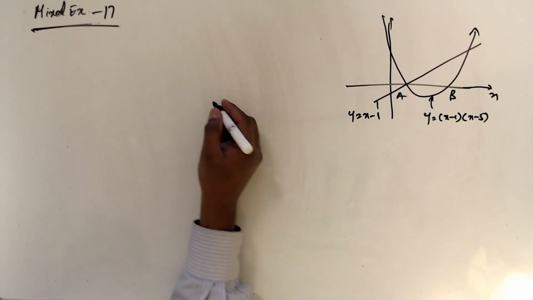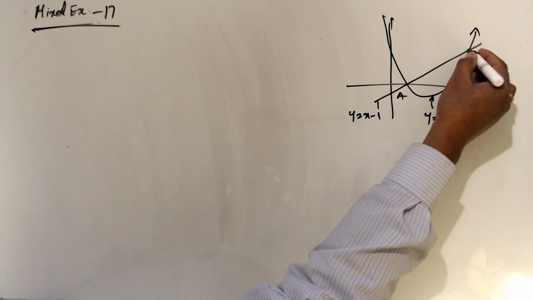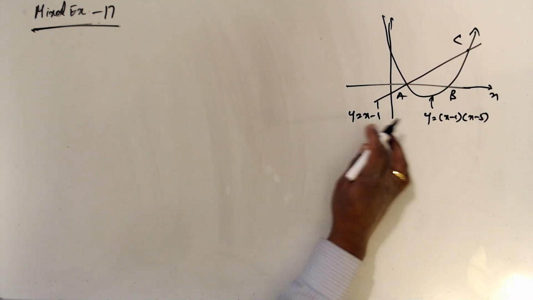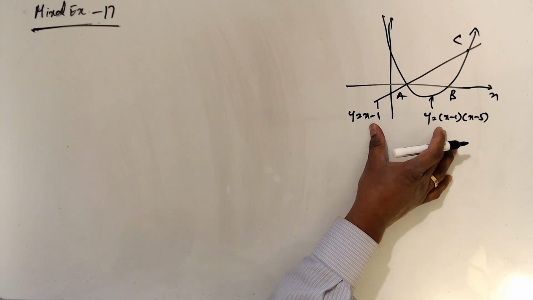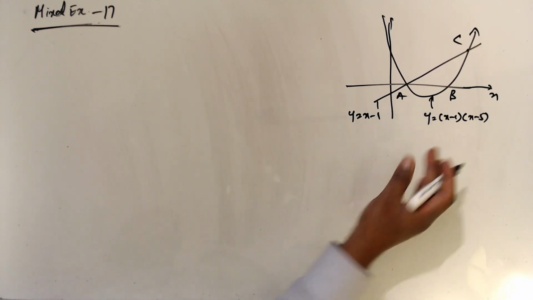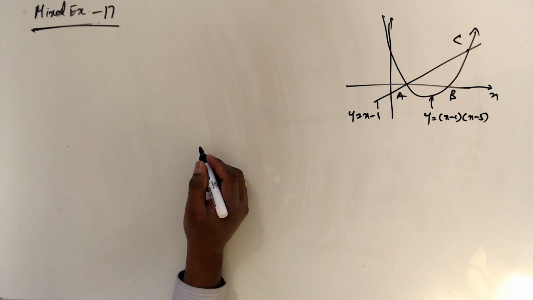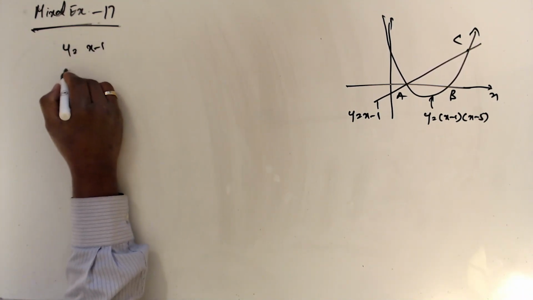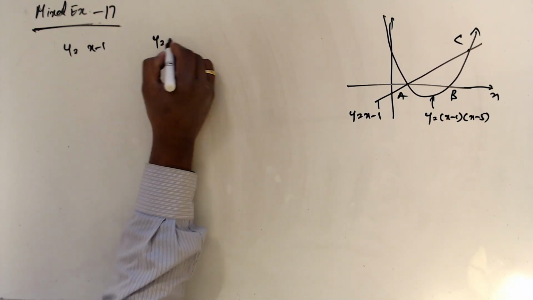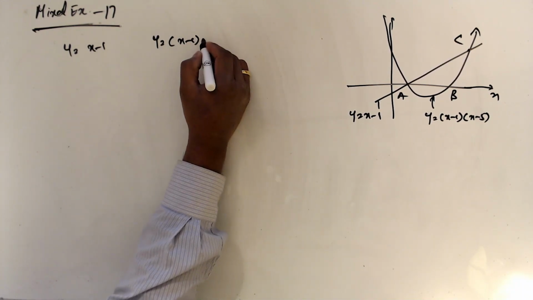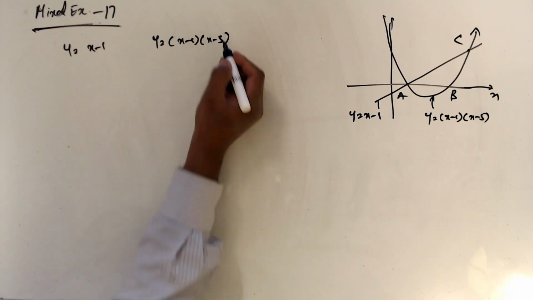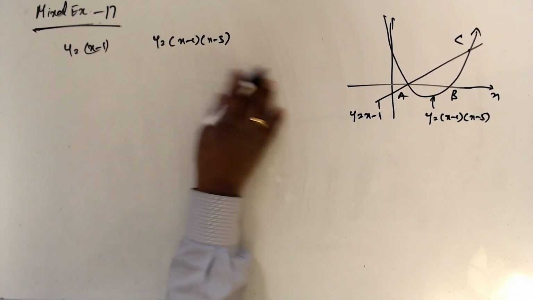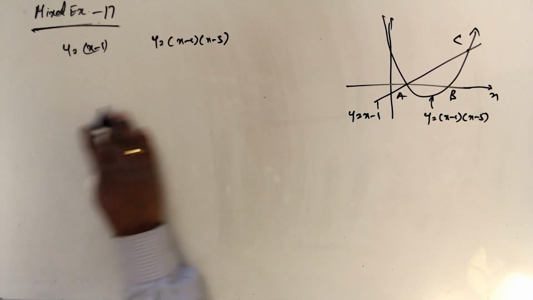Question number 17. This is C. We need to find the intersection point first. Then we know we have to solve these two equations to find the point. One is y equal x minus 1. The other one is y equal x minus 1 times x minus 5. I will solve this equation differently.